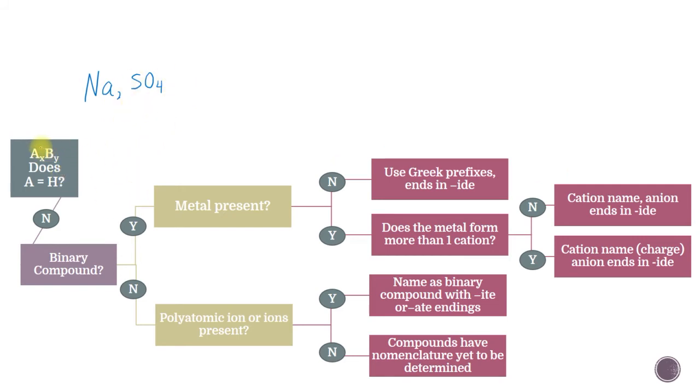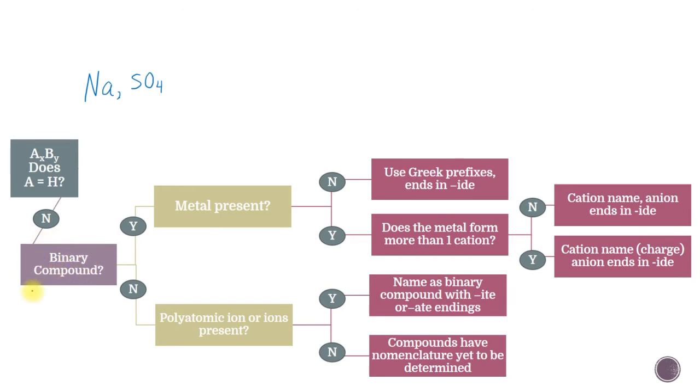So here's what we can do. Is the first letter, the first element in your formula an H? No, that's an Na, so we're going to go down this pathway. We haven't talked about any that start with H. Those are called acids, and that's going to be filling in the top of this chart here in a minute. All right, so no, none of them are H. It's an Na. So I'm going to go down here.